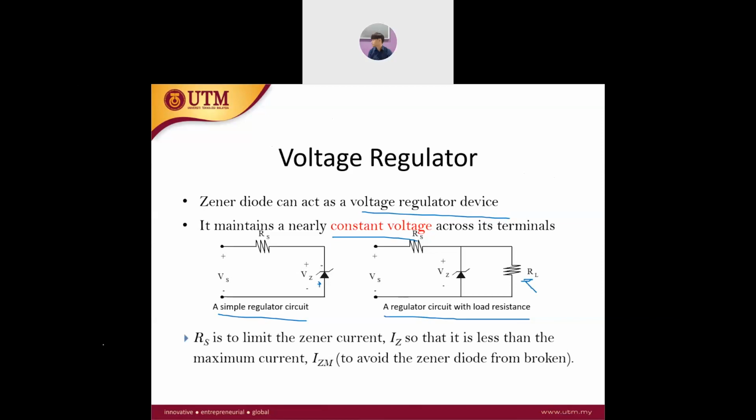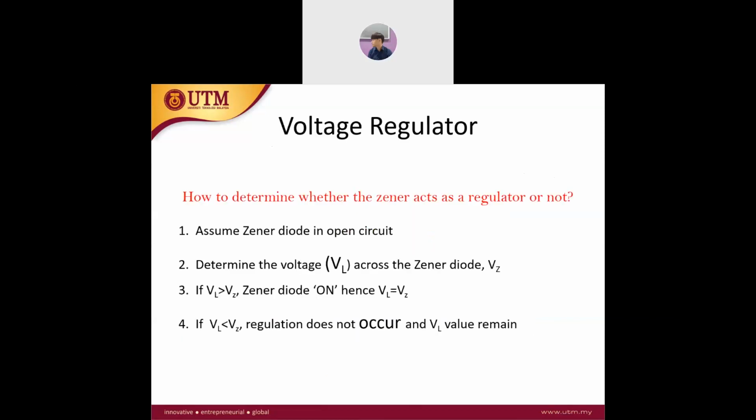So why do we need the RS? RS is to limit the Zener current so that it is less than the maximum current IZM. So the current passing through the Zener diode must be less than our IZM. IZM is the maximum Zener current, and we try to avoid exceeding this because we try to avoid the diode being broken. So the purpose of having RS is just as a current limiting resistor. Next is how we're going to determine whether the Zener acts as a regulator or not.